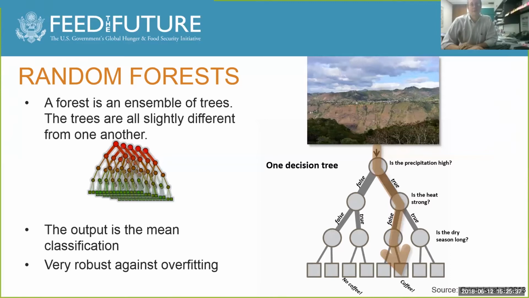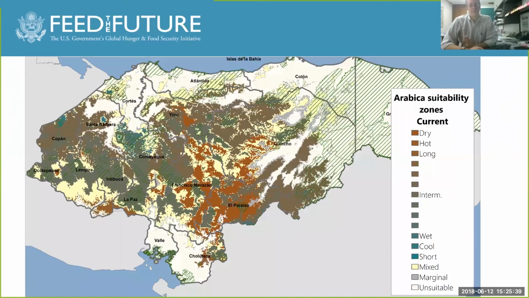So what this gives us then are things like this. These are the current Arabica suitability zones for Honduras. And you can see there are different areas and different climatic conditions under which Arabica is produced. So we range from the top with dry, hot, and long dry seasons down to the bottom where we have wet, cool, and short dry seasons. And you can see there's a range of areas that are viable currently for coffee. And then you can see areas that are mixed, marginal, and unsuitable.